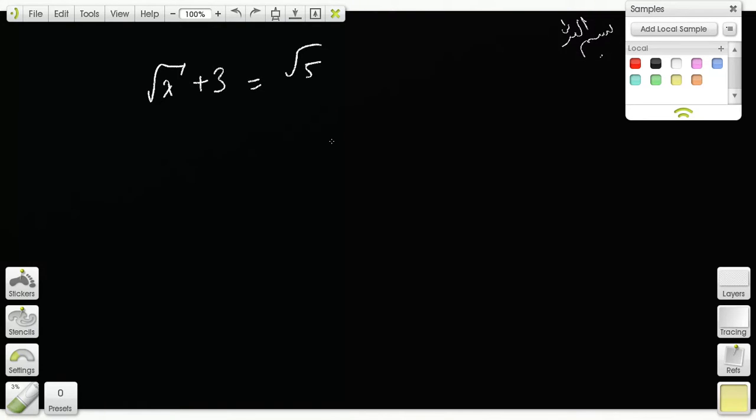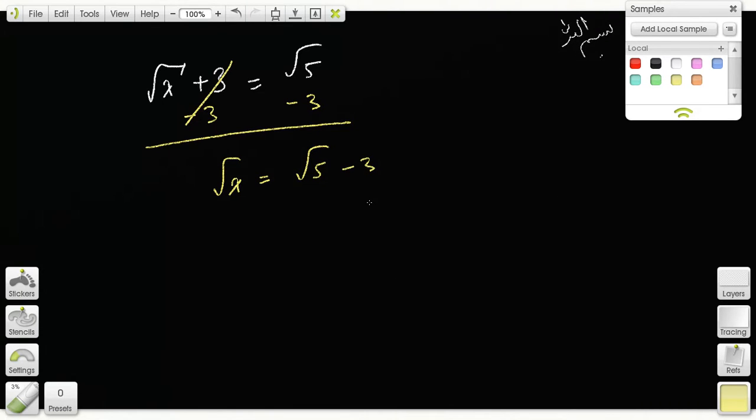See here, you do the same way. You subtract 3 from both sides. Okay? So then you get square root of x equals square root of 5 minus 3. Right? Okay, so now you have to square it. You have to square both sides. Correct? So how do I square that? Like that. Okay, you follow? So this becomes just what?